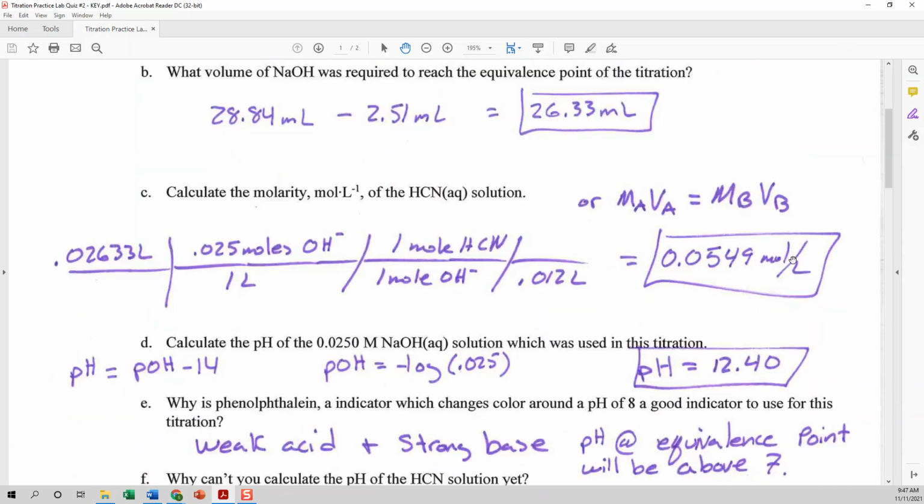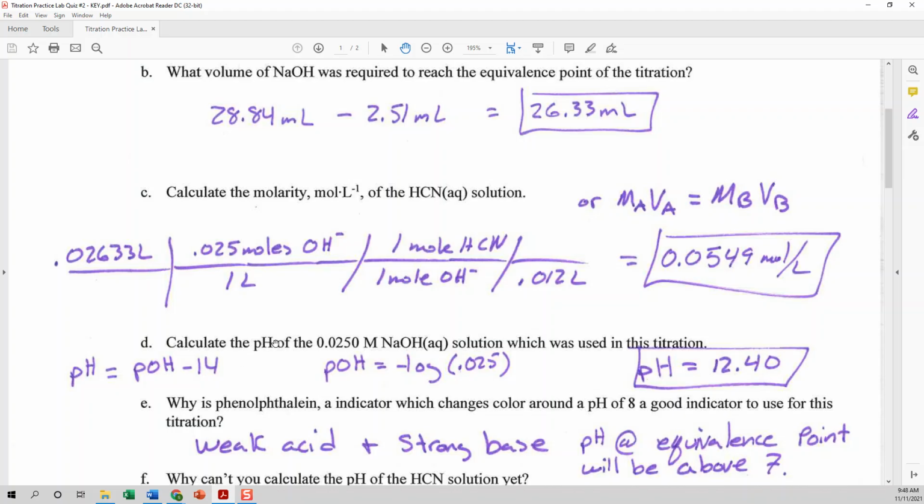So that's what we would round our answer to. So you could do capital M here, or you could do moles per liter, or you could write it like this, moles times liters to the -1. It's all the same thing. It's all good either way. All right, so hopefully that makes sense to you. Let's keep going.